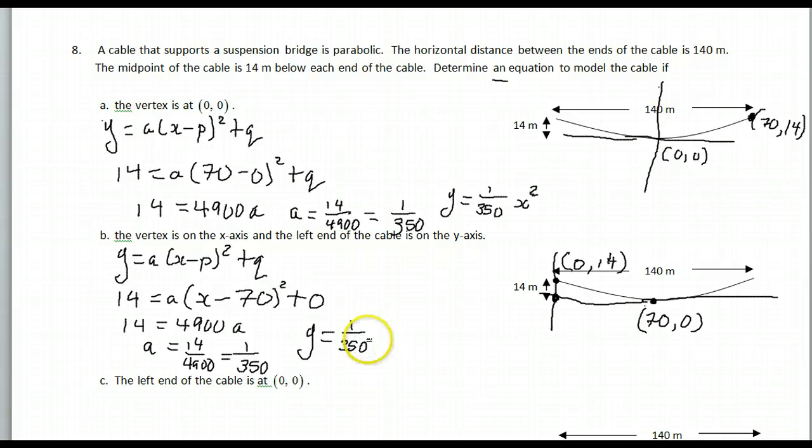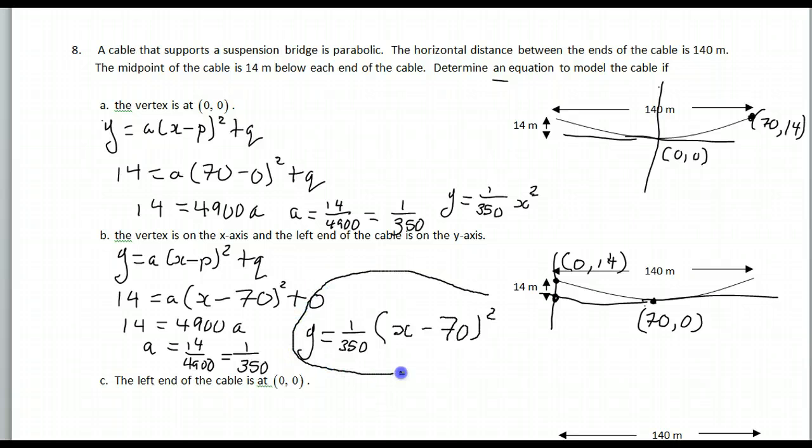So the a value is the same, and if you think about it, the a value is really just the shape of the parabola. a is positive, so it opens up, and the shape is congruent. These curves will all be congruent to each other, so they have the same shape. With x minus 70 squared and the q value being 0, y is equal to 1 over 350 times the quantity x minus 70, squared.